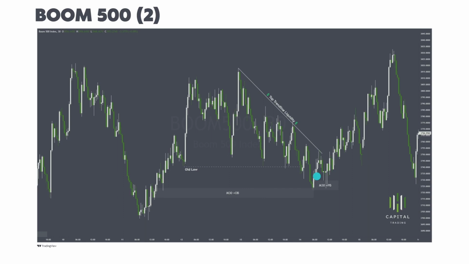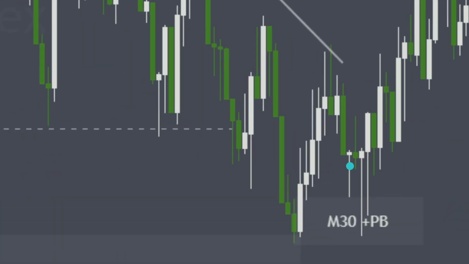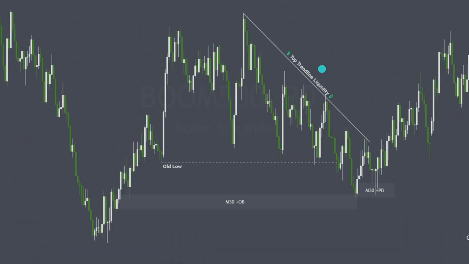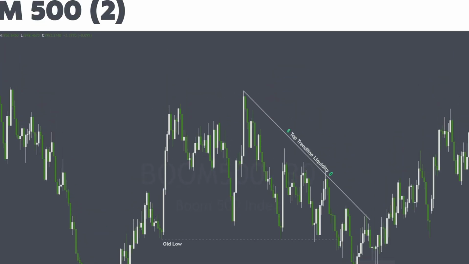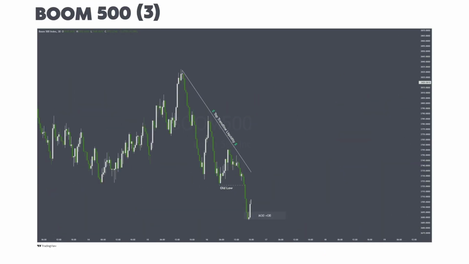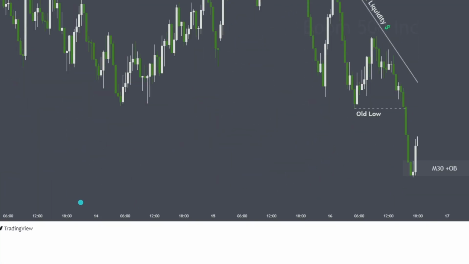Price did remember this propulsion block, came to test it, and went to the upside. And as it was going to the upside, we were reaching into this top trend line liquidity, right? So we did reach into this liquidity and also took out this old high here. Now let's look at the last chart. This chart was on the 14th of June.